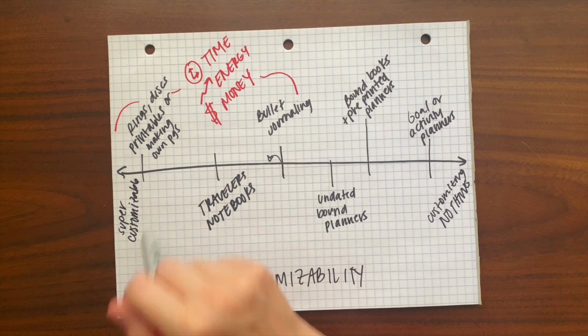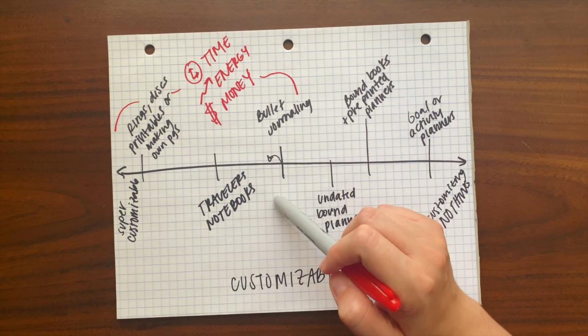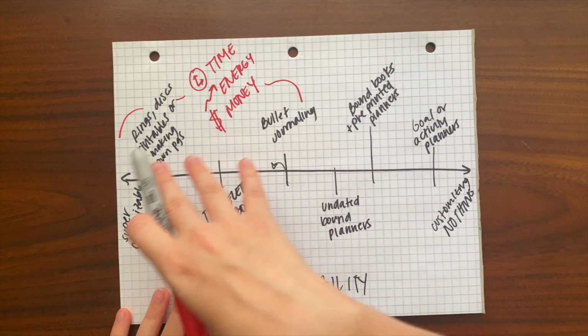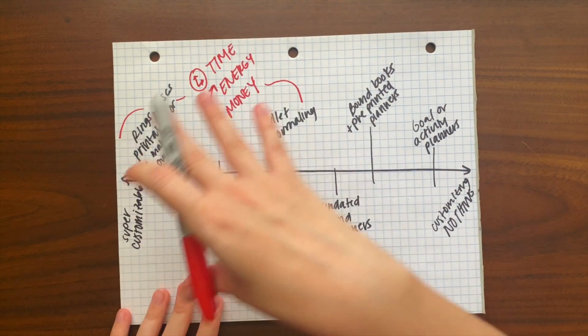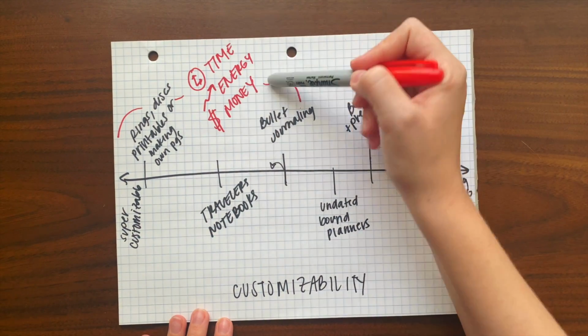But for the most part, I see a lot of time and energy and money spent here in creators that you're going to find online when you're Googling these things. Sometimes it's money, sometimes it's just time and energy, sometimes it's a combination of both. But in general, the more customized you want to get, the more time, energy, and money you're spending.